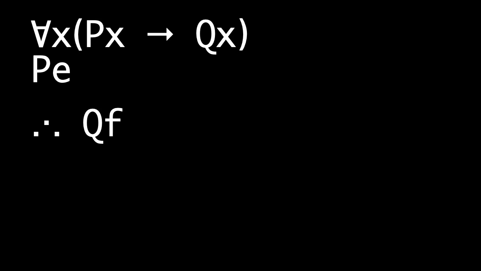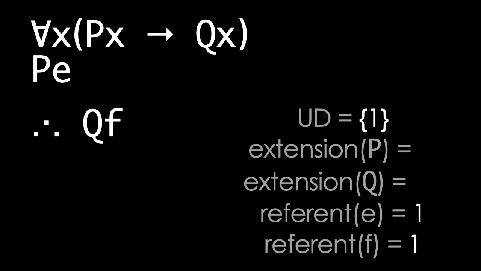Now consider this argument. For all x, Px arrow Qx, Pe, therefore Qf. This one's slightly trickier. We start out in the same way. We try out a universe of discourse with just one thing in it. And it gives us no choice as to the reference of E and F. They have to name something in the universe of discourse, and there's only one thing there for them to name.